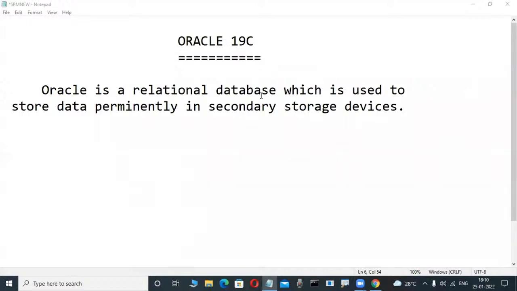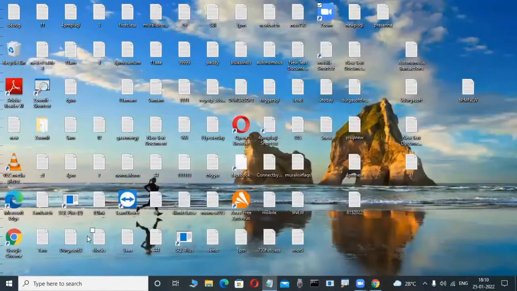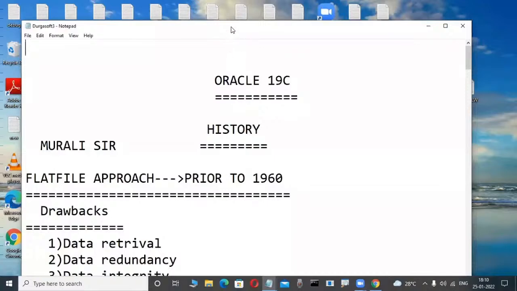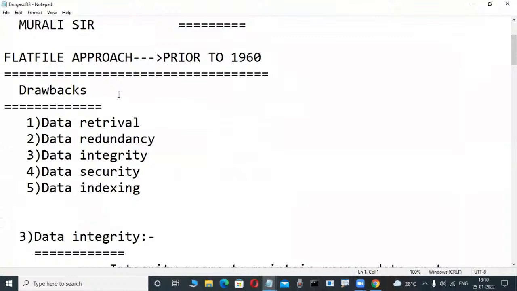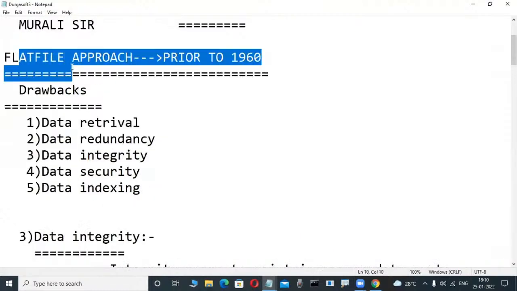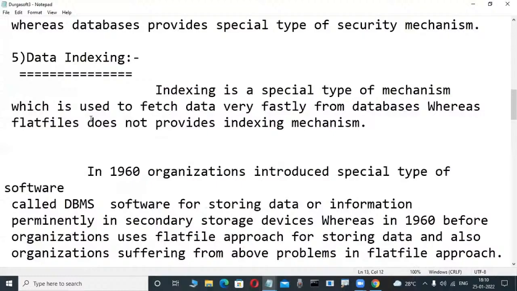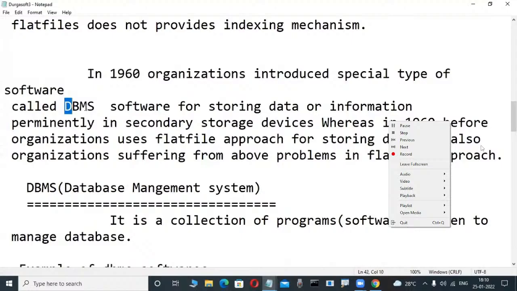In one of these days, we will cover what is data, what is information, what is a database, what is a DBMS. All this history is there in a future chapter. In that chapter, I will tell about what data and information are, the data store mechanisms before 1960, how they stored data, the flat file mechanism and its drawbacks. Then only, from 1960 onwards, they introduced this type of special software.